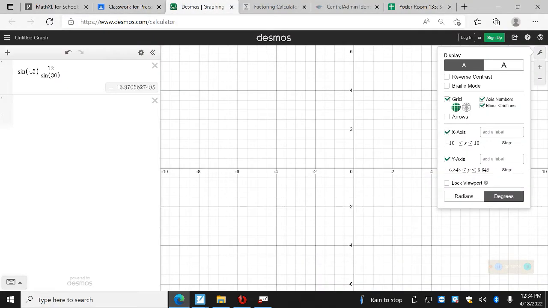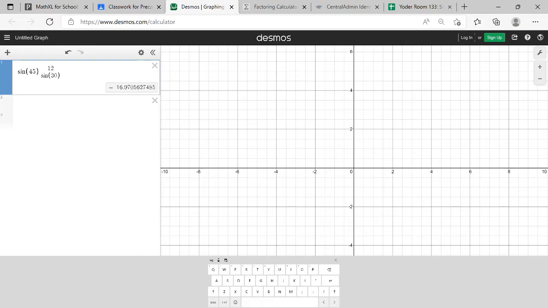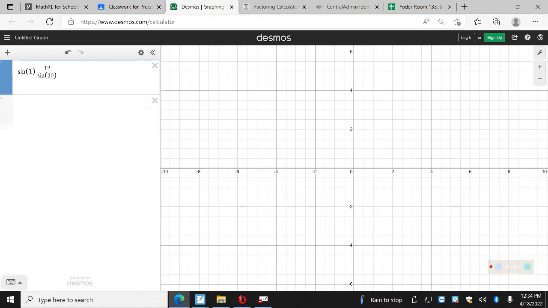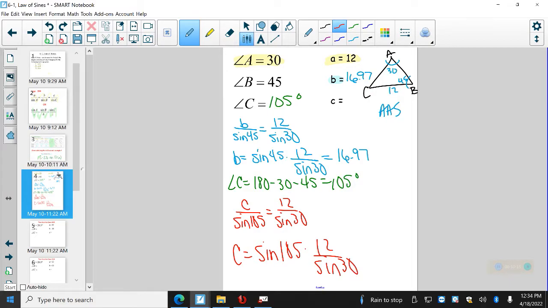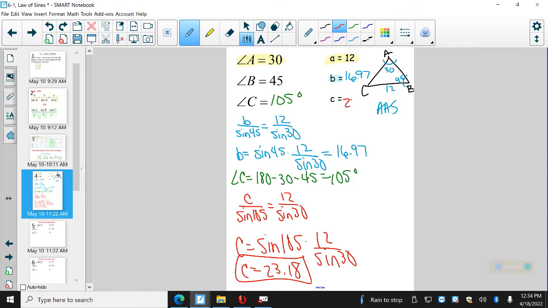So I'm going to come back over here to Desmos. I'm going to cheat, and I'm going to change this 45 to a 105, and that's going to give me 23.18. Okay, and that is done.